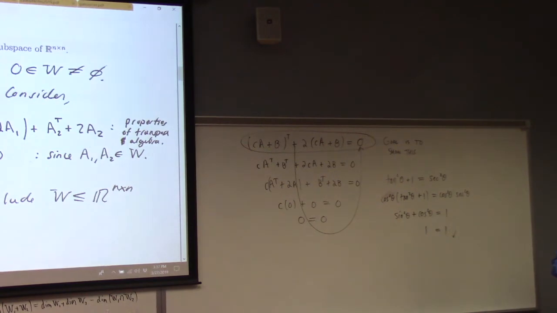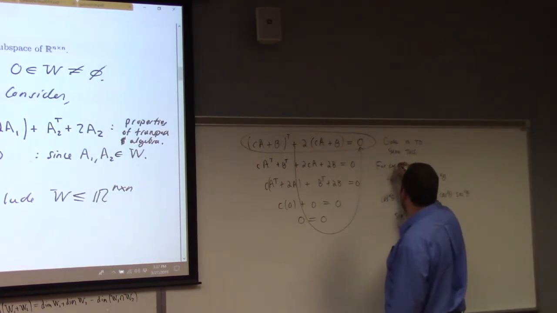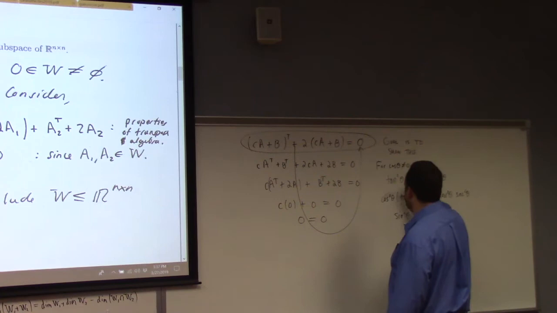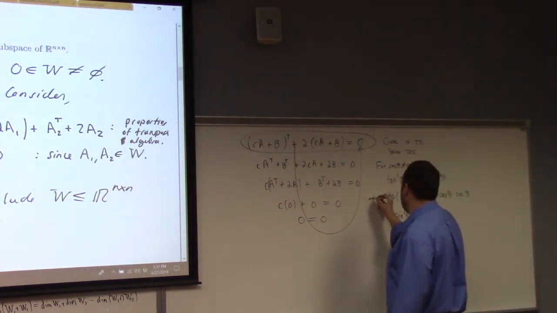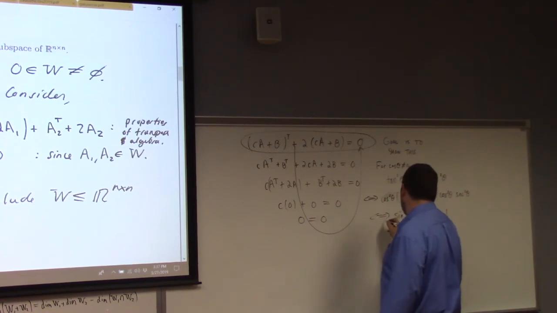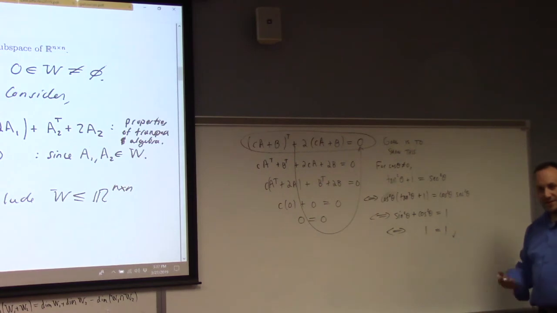But it's poor without extra writing. There's a way to repair this. Something like, for cosine of theta not equal to 0, this if and only if this, if and only if this, if and only if this. And then a concluding sentence would be nice. Since 1 equals 1, tangent squared plus 1 is equal to secant squared theta.